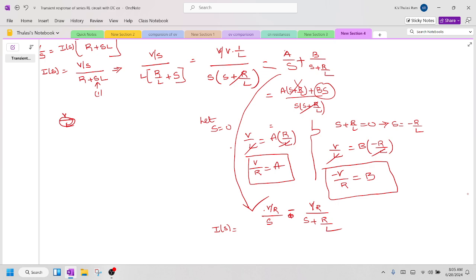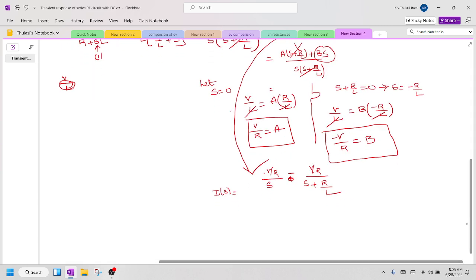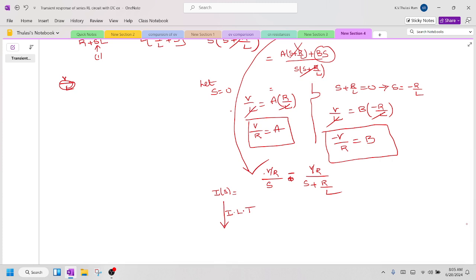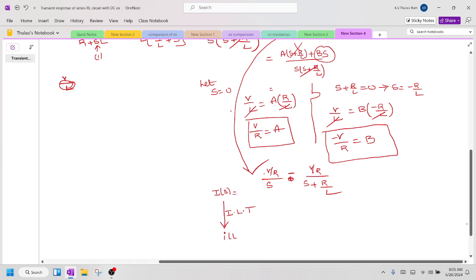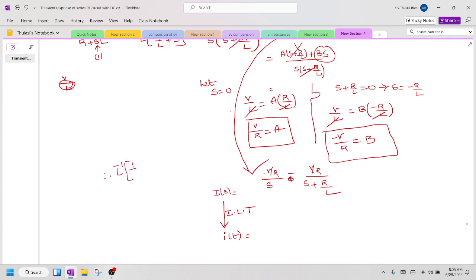Now this is in the S domain, but I already told you I want this to be transformed into the time domain. So I'm going to apply the inverse Laplace transform. The inverse Laplace transform of I of S is equal to I of t. We already know that the inverse Laplace transform of 1 by S is equal to 1, and the inverse Laplace transform of 1 by S plus A, here it is plus A, you are going to get e to the power minus A. Whatever polarity you have here, the opposite polarity will be replicated here.